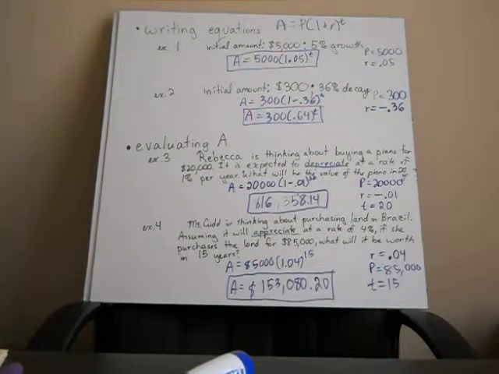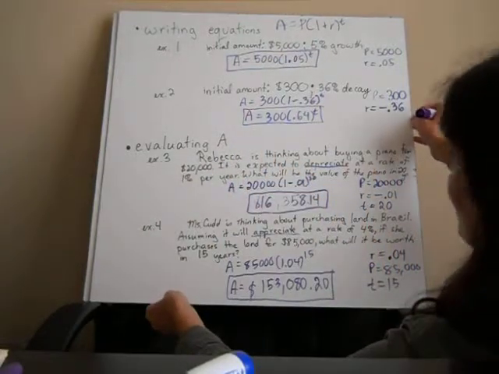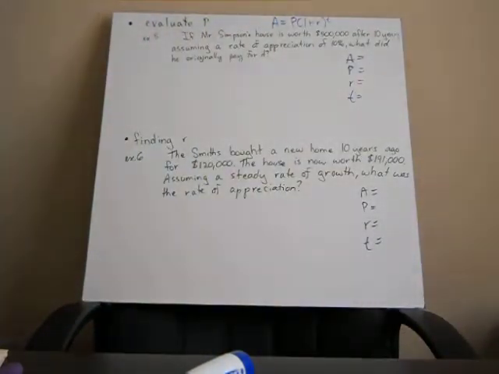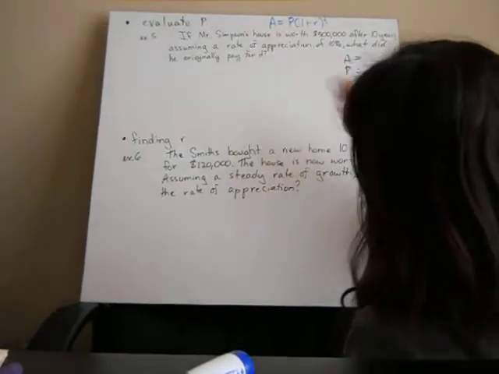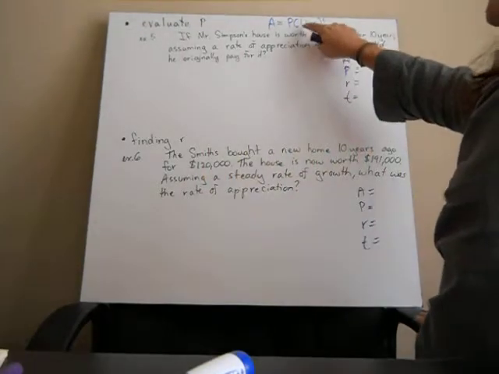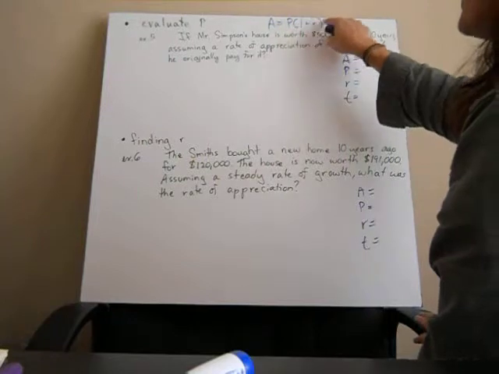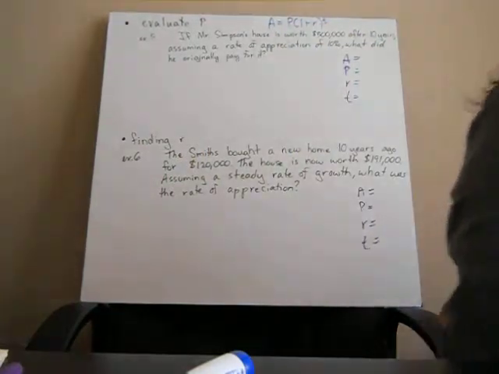Okay, so that's just writing equations and finding A. Of course, you have to do more than that. So, evaluating P. Well, P in the equation is right here. So what that means is once we figure out all our numbers, we'll put our numbers in here, here, and then we'll have to divide both sides by this mess to isolate P.